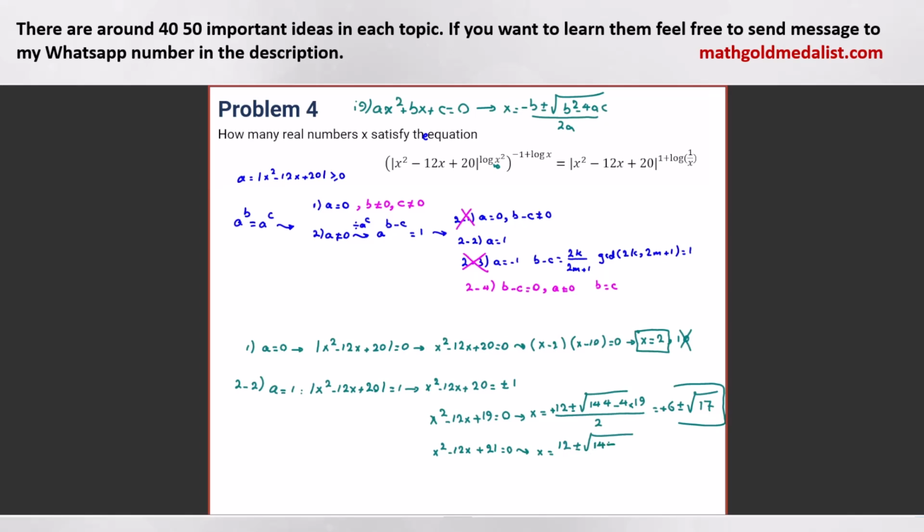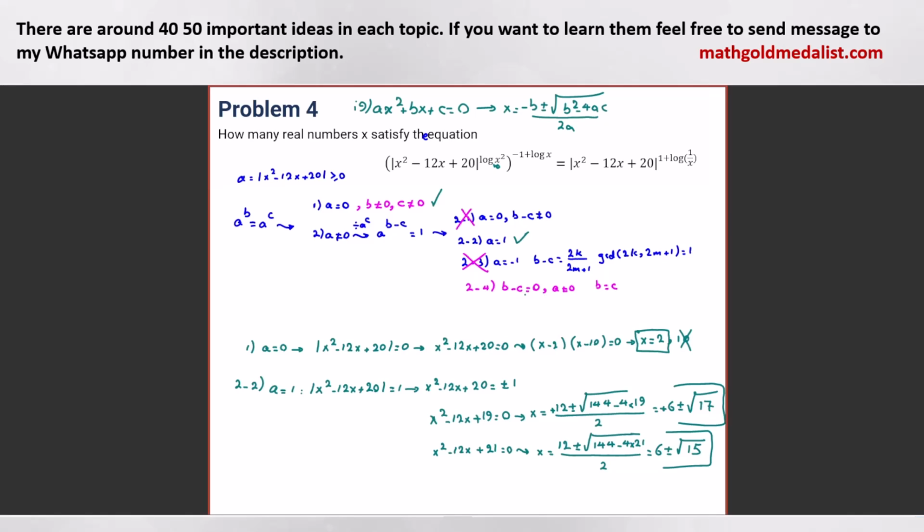Okay, so it's 144 minus 4 times 21, over 2. So it will be 6 plus minus the square root of 36 minus 21, which is 15. So 2 more answers. So 5 answers so far. Now we've checked this one. We've checked this one. One case is left.